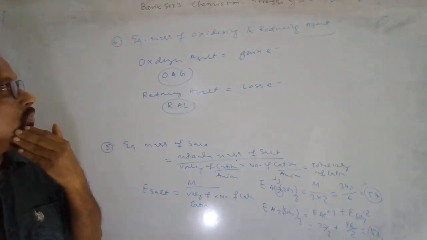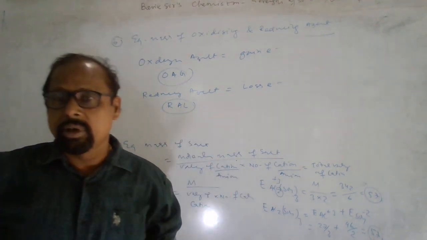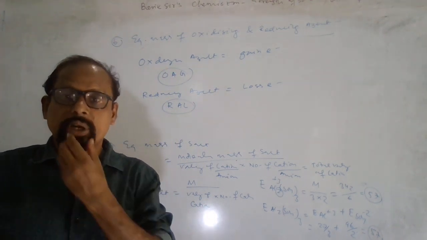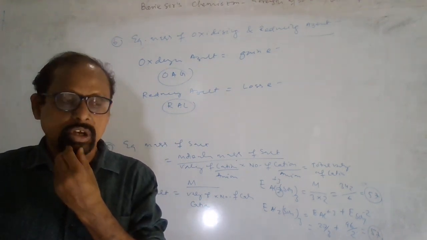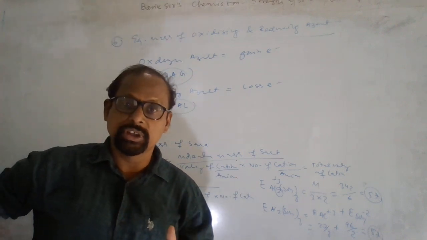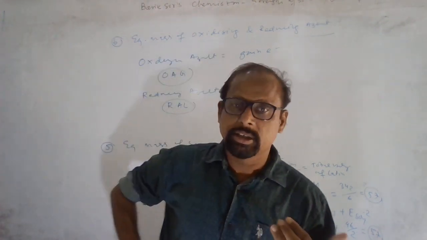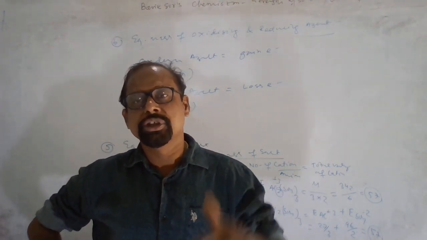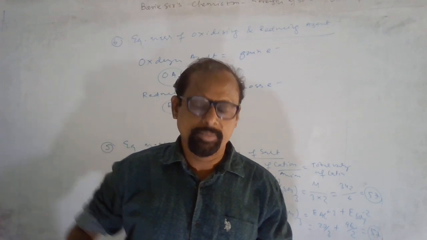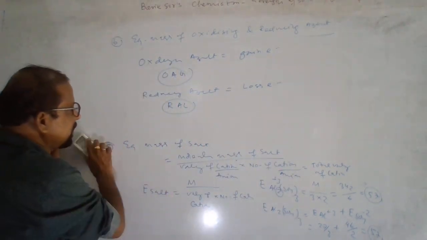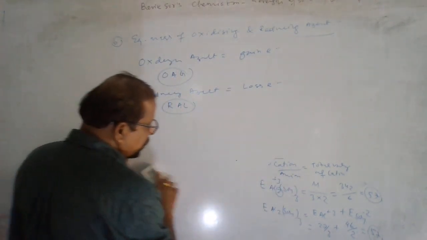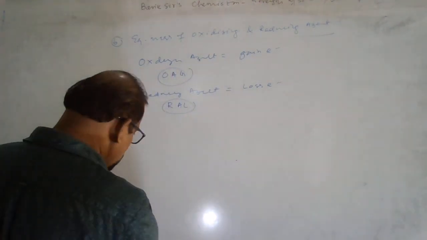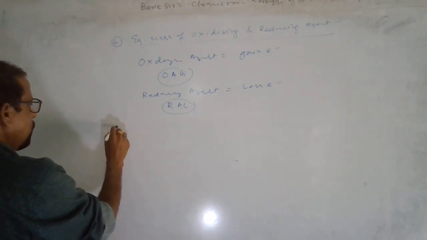That is the redox process. The oxidizing agent is the substance which oxidizes others but reduces itself. But the reducing agent is the substance which reduces others but oxidizes itself. Oxidizing itself means loss of electrons. So during the redox process, there is a loss and gain of electrons.